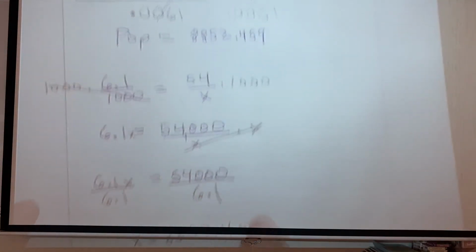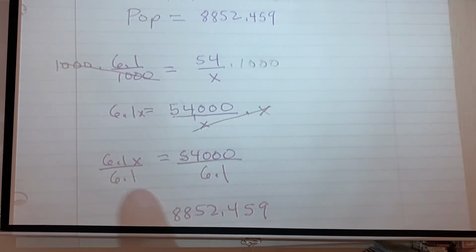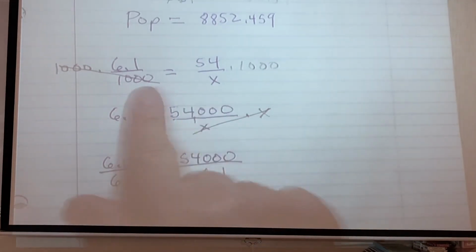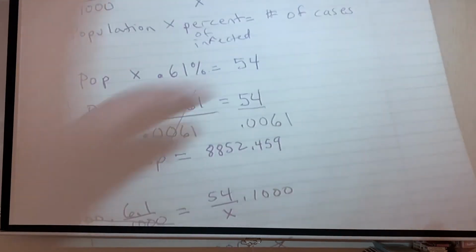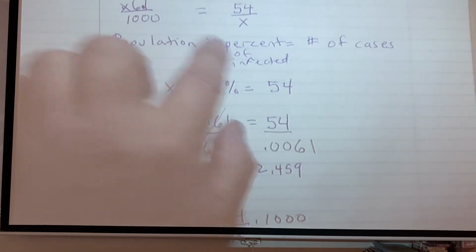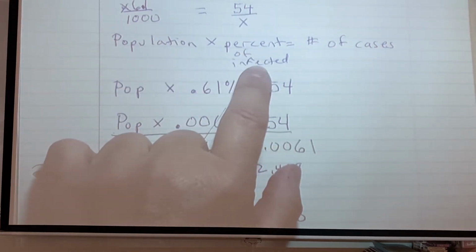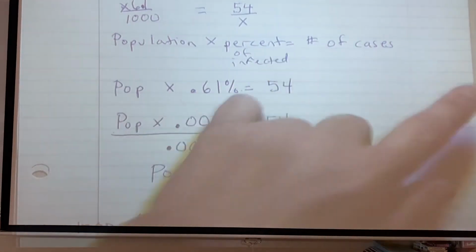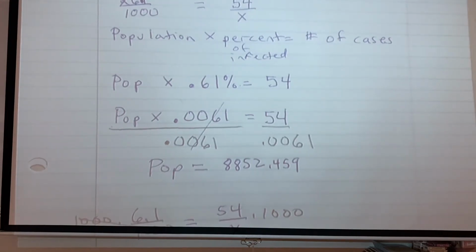I know a lot of people set theirs up as a proportion though, so if you set yours up as a proportion, this is how you would solve that. But another way to do it is just to say, look, I know that if I had my whole population, I would multiply by the percent of those infected, and that would give me my number of cases. So now I'm just gonna fill in with what I got.